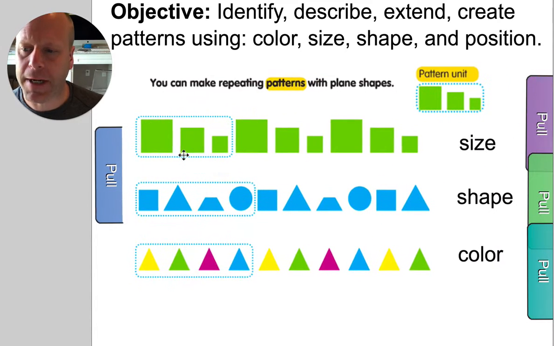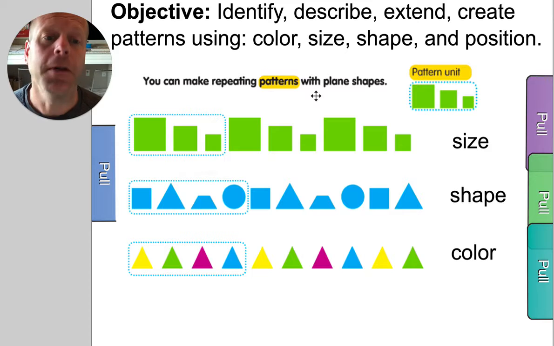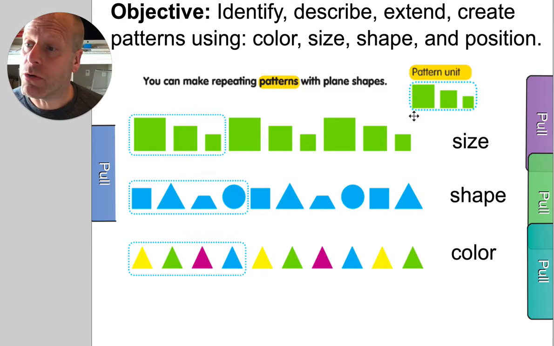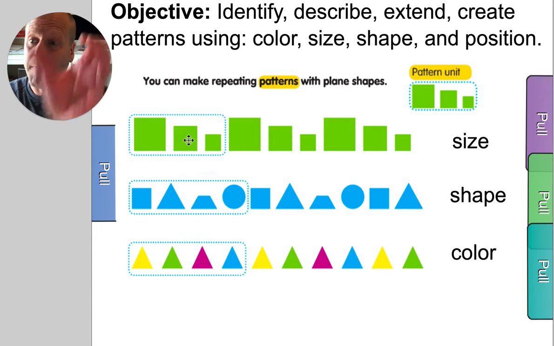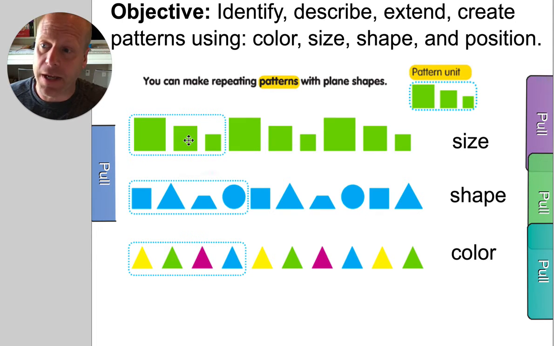So the first thing I'm going to tell you is that you can make patterns, right? And you knew this. You can make patterns with sounds. You can make patterns with shapes, right? You're going to use what is called a stem or a pattern unit to make a pattern. So you decide what you want to have happen again and again and again, and then you just paste or make that same thing, copy it over and over.